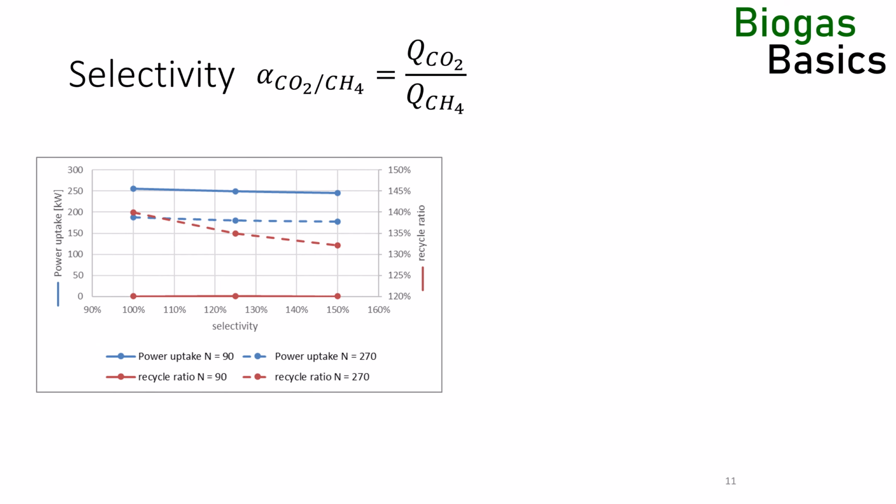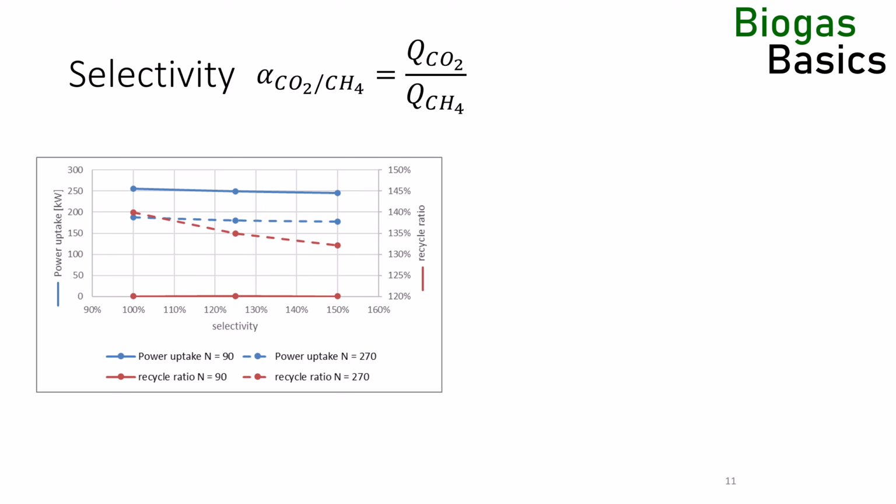I increase the selectivity by decreasing the permeance of methane and keeping the permeance of CO2 constant, so it does not affect the capacity of the membrane module. The selectivity increases from 100 to 125 to 150%, and I investigate 2 scenarios. A low and high total membrane area with 90 and 270 membrane modules in total. The low total membrane area scenario is in bold lines, the high area scenario in dashed lines.